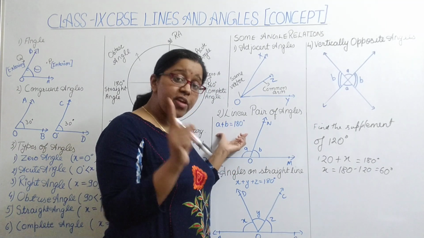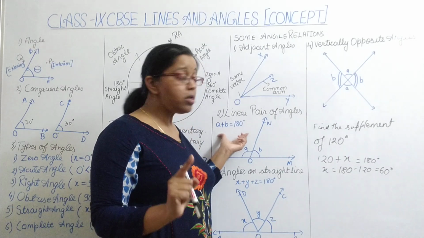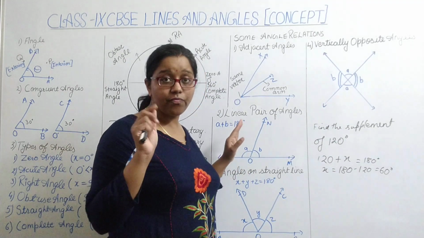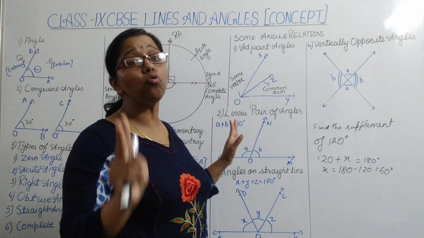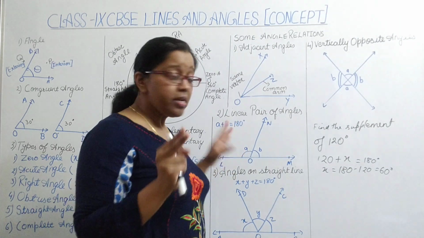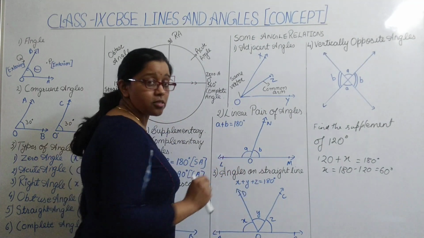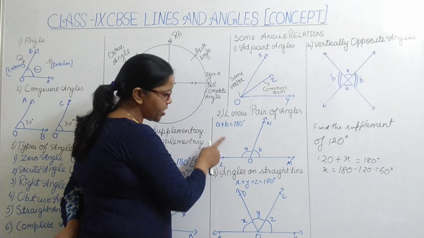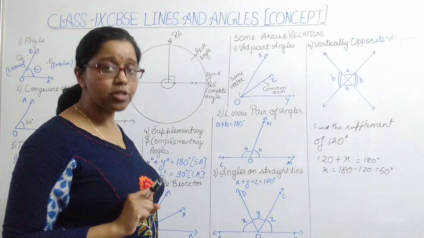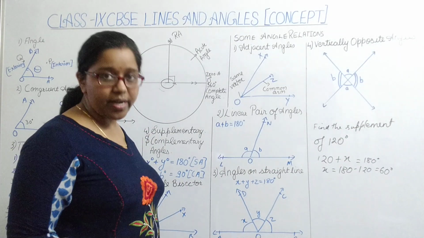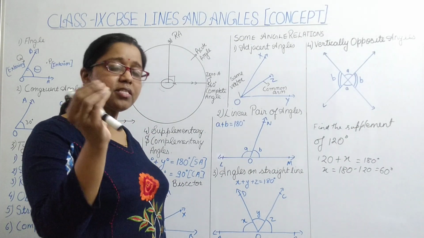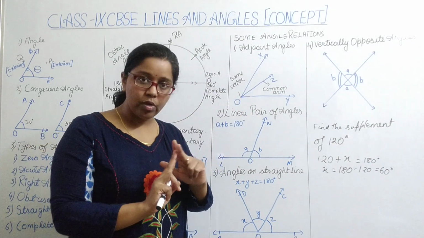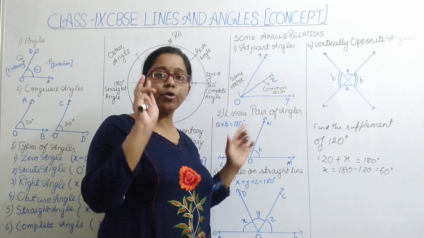But we should always be careful that when we are talking about a linear pair, on a line we should have only two angles. If you have more than two angles, then it is angles on a straight line. These are the points which are very confusing for students, but it is very easy to understand. You have to just keep a small thing in your mind: pair means a group of two. So in this we only have two angles.